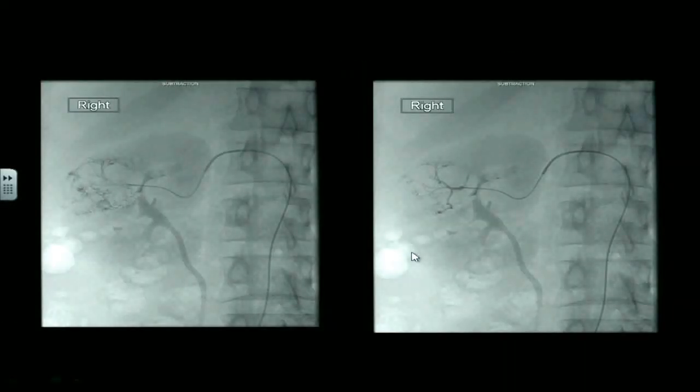They don't often shrink. They can shrink, but they don't often shrink. That's because the majority of them are made up of fat, not the blood vessels, and it's only the blood vessels that you're treating.